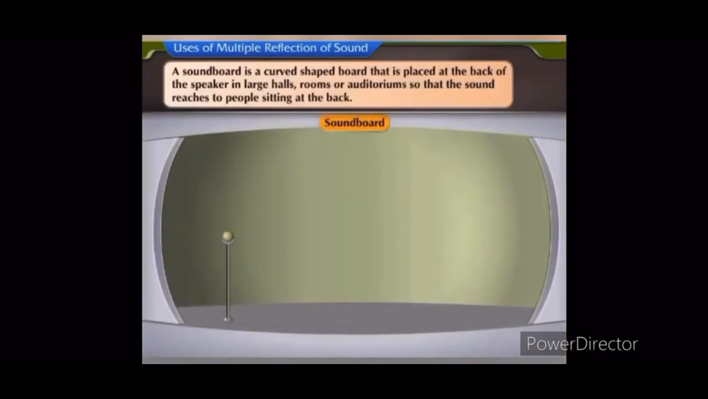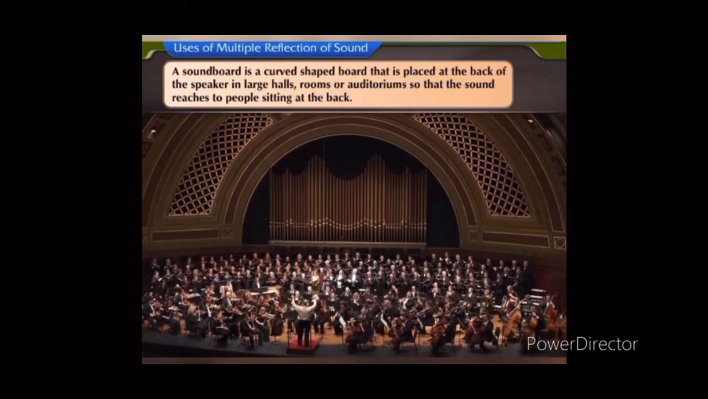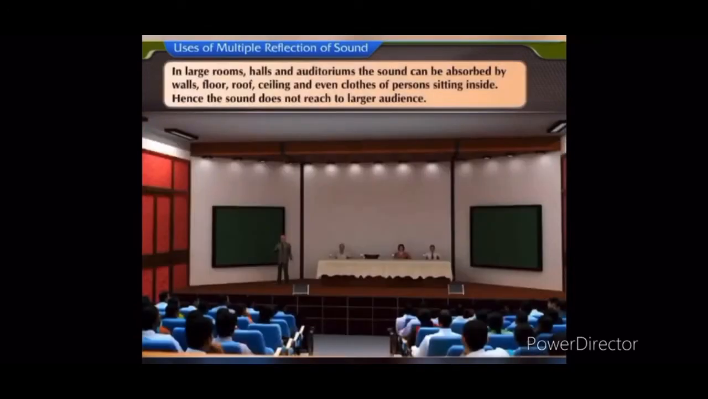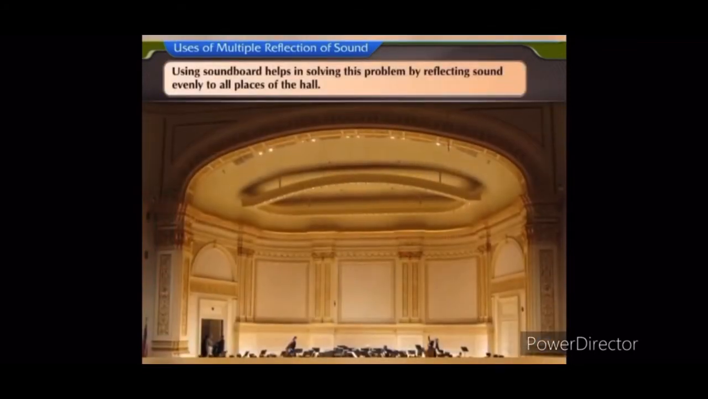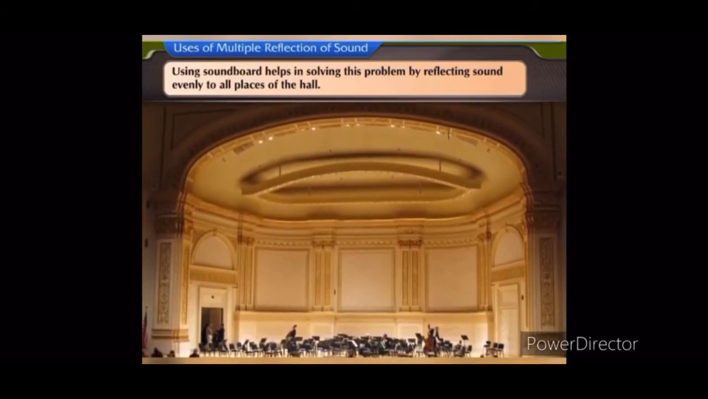Soundboard. A soundboard is a curved board that is placed at the back of the speaker in large halls, rooms, or auditoriums so that the sound reaches people sitting at the back. In large rooms, halls, and auditoriums, the sound can be absorbed by walls, floor, roof, ceiling, and even clothes of persons sitting inside. Hence, the sound does not reach a larger audience. Using a soundboard helps in solving this problem by reflecting sound evenly to all places of the hall.